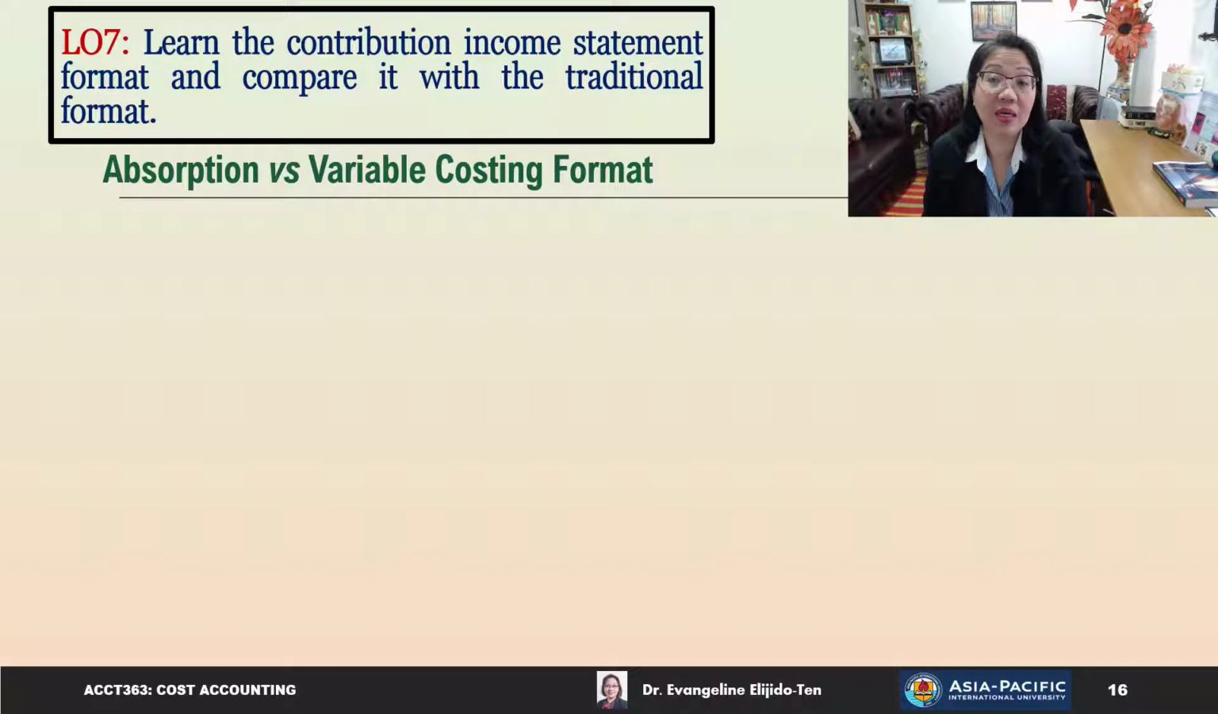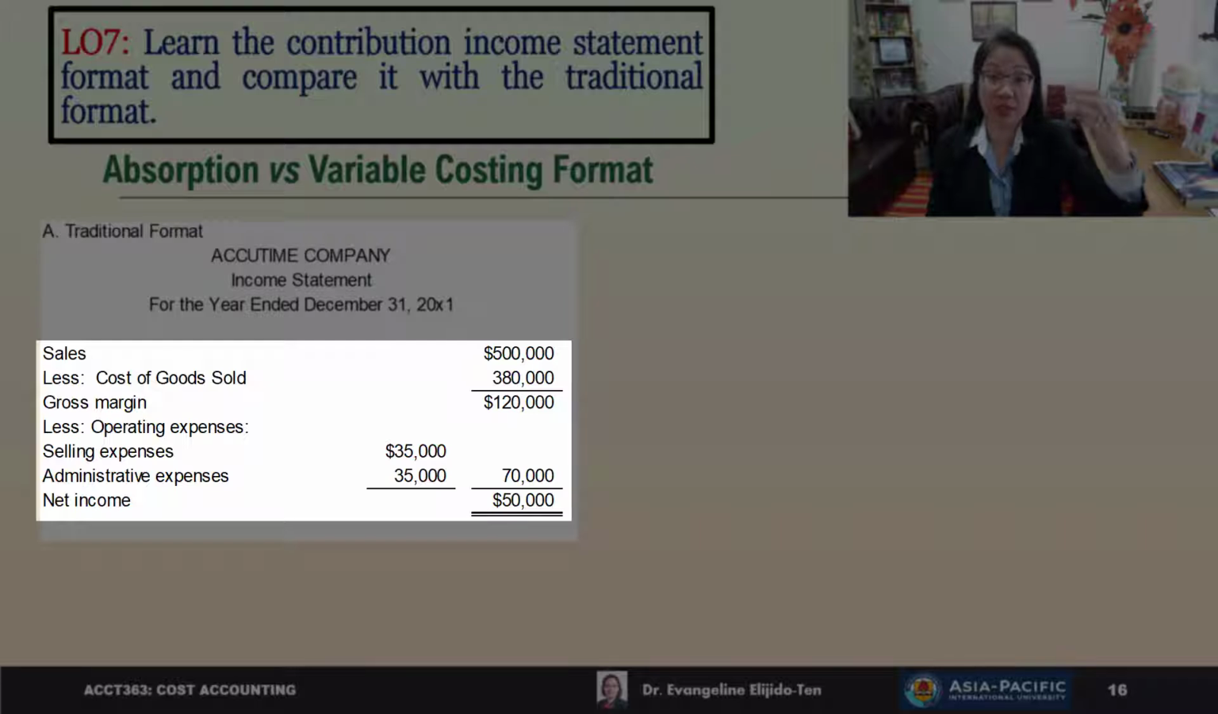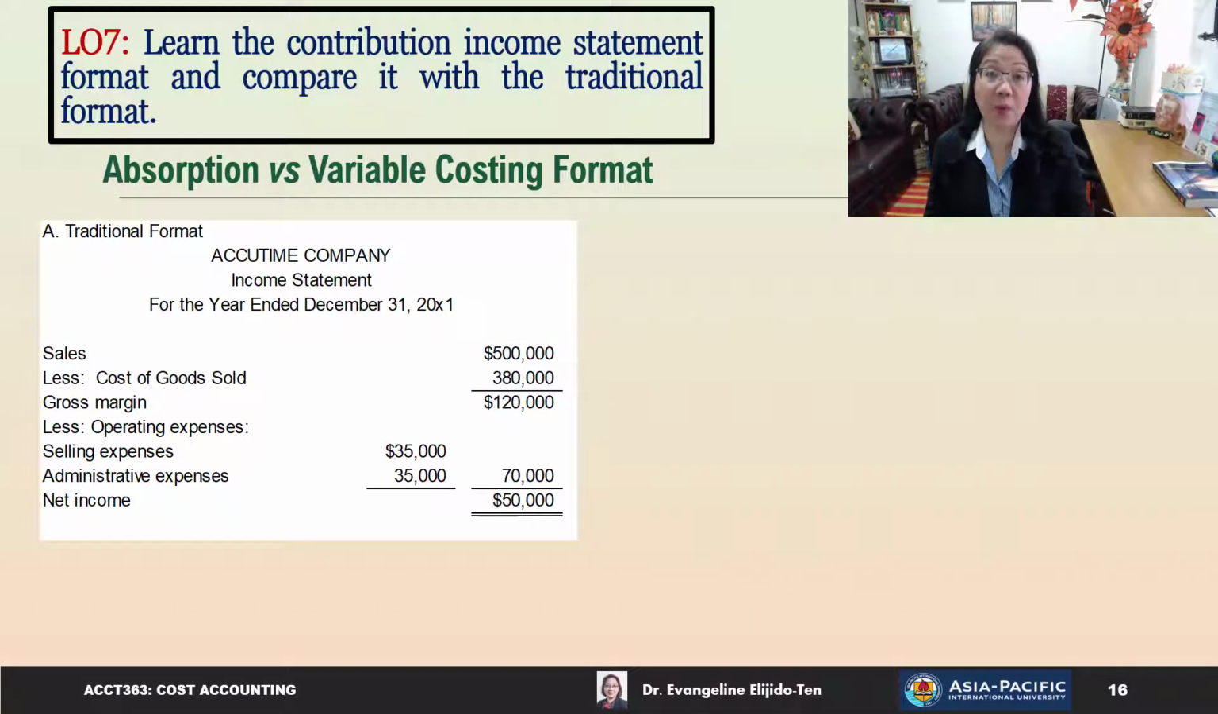We will learn the contribution income statement format here, and we'll compare it with the traditional format. The traditional format of income statement is commonly used, and that is following the absorption costing format. This is where you will have your sales minus cost of goods sold equals gross margin. Then you deduct your operating expenses to get your operating income. And then you deduct the tax to get the net income.